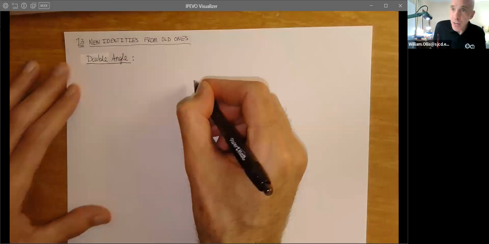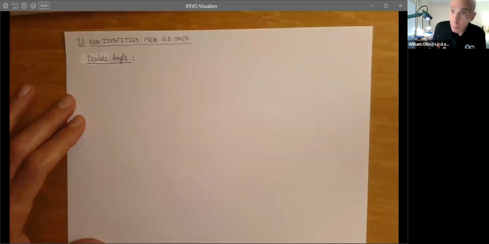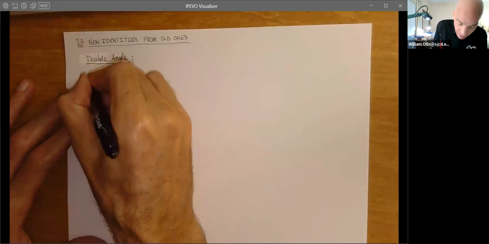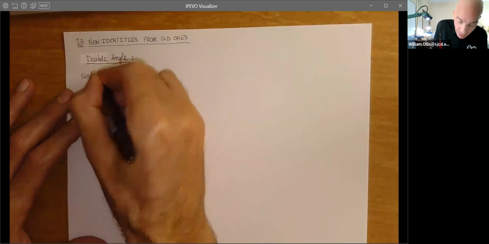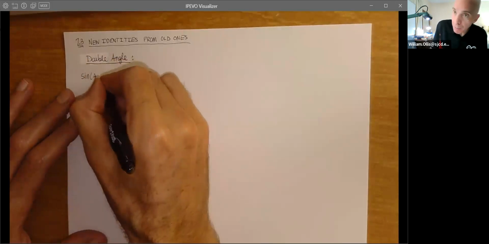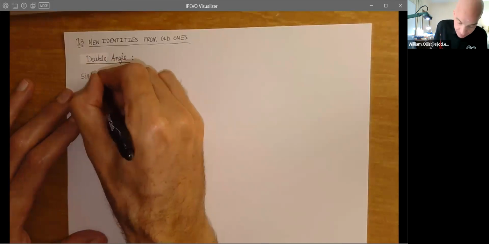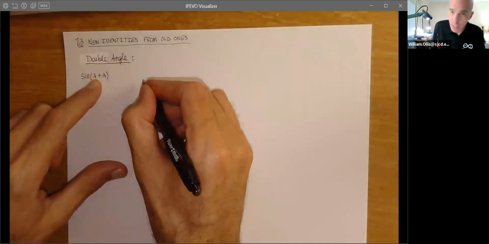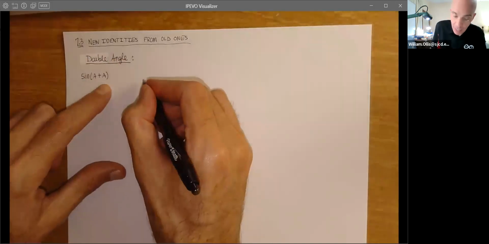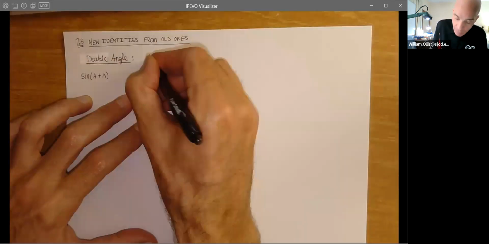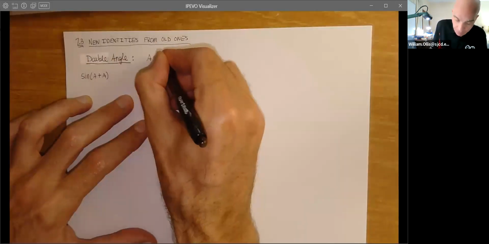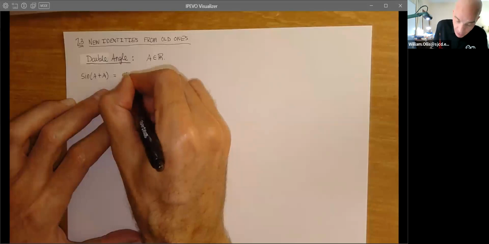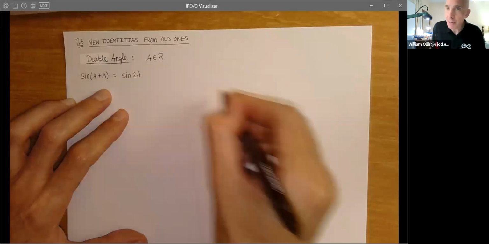So we're going to write down the theorems that we need from the sum formulas. So first, we recall that we have sine of A plus B. Now we want to replace the B with A. So instead of saying sine of A plus B, we're going to say sine of A plus A. So again, we're going to take A to be a real number. And then, of course, this is just sine of the double angle, sine of 2A, like sine of 2x.